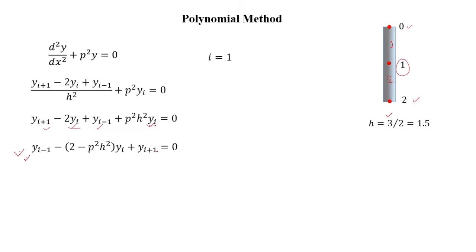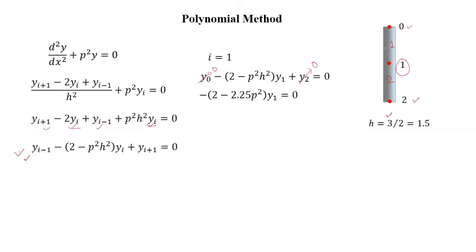By putting i equal to 1, we will get y of 0 minus 2 minus p square h square into y1 plus y2 is equal to 0. Now when we apply the boundary condition, we will realize that the deflection of node 0 is 0. Likewise, the deflection of node 2 is also 0. Here also we will substitute h is equal to 1.5, so we will get minus 2 minus 2.25 p square into y1 is equal to 0.